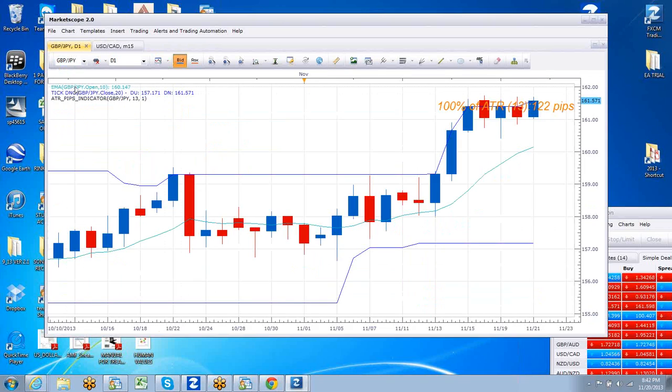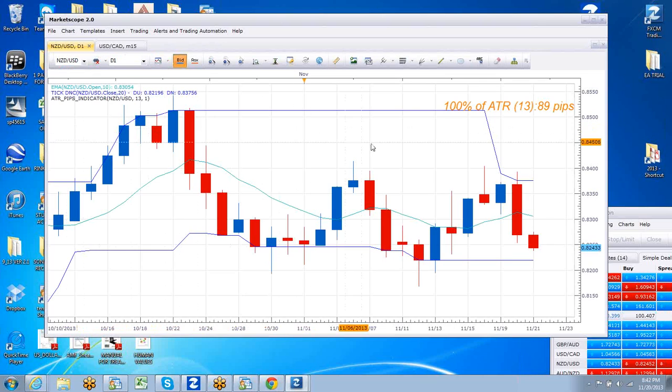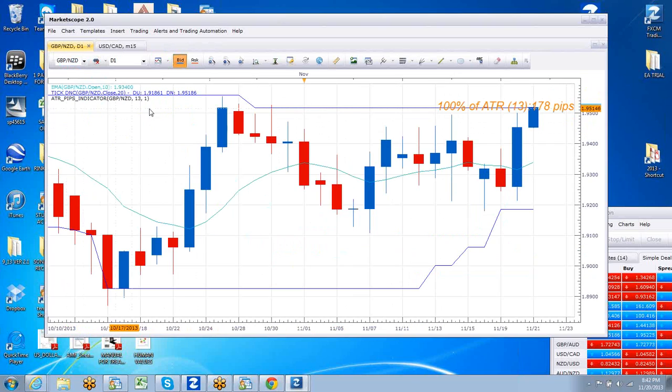Japanese has 122 pips. So mostly the New Zealand pairs with the pound have the highest. Actually, I found this is the highest one.